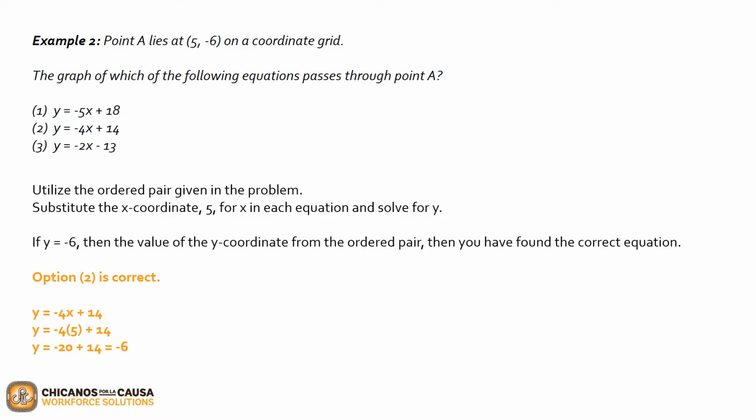So I can tell you right off the bat that the correct answer is actually number 2, y equals negative 4x plus 14. If we have y equals negative 4x plus 14, and we plug in the 5 in place of the x, that gives us y equals negative 4 times 5 plus 14, which gives us negative 20 plus 14, which equals negative 6. So this is our correct answer, answer 2. Because it proves our ordered pair to be correct, we know that this particular equation is going to have a line that goes through point (5, -6).